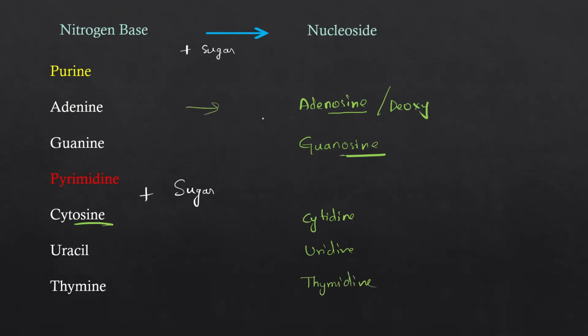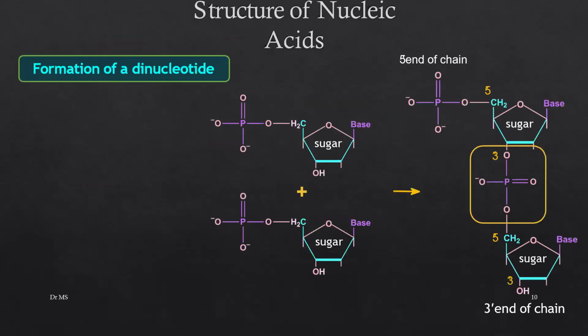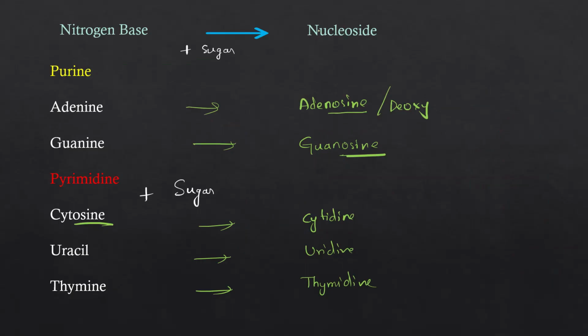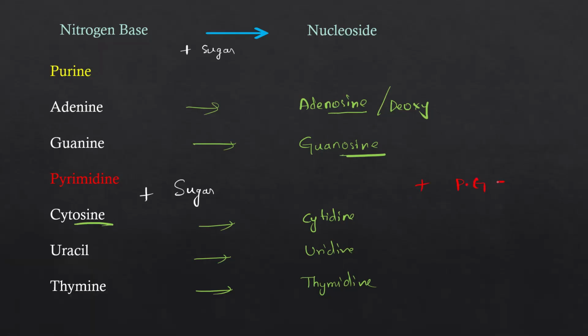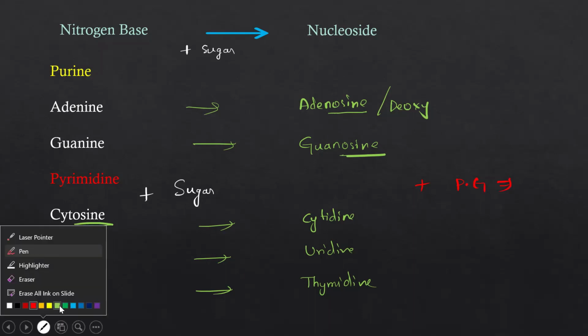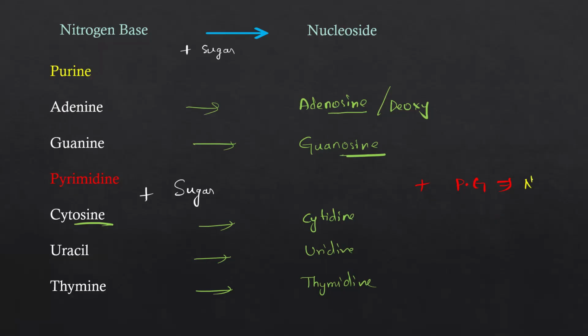So adenine will give adenosine or deoxyadenosine. Guanine will give guanosine. Cytosine will give cytidine. Uracil will give uridine. Thymine will give thymidine. Clear? Any doubts? No, sir. Okay. So see here, how do we join these? Further, now these nucleosides will be joining with the phosphoric acid. They will be joining with the phosphate group. So it will give nucleotide. Remember this.